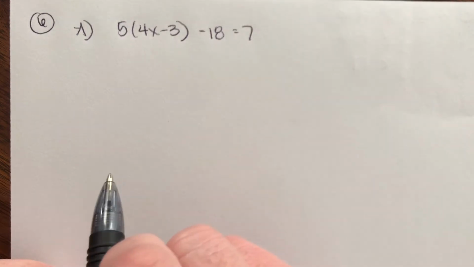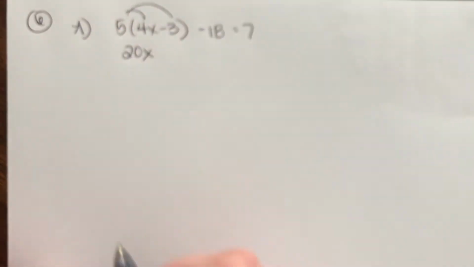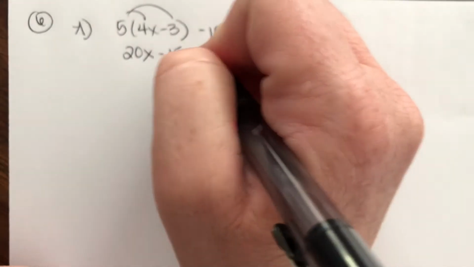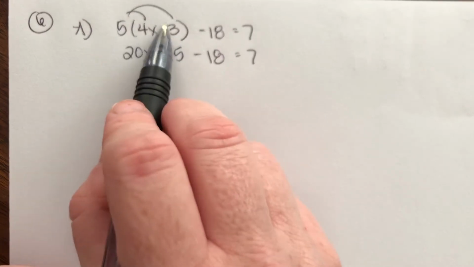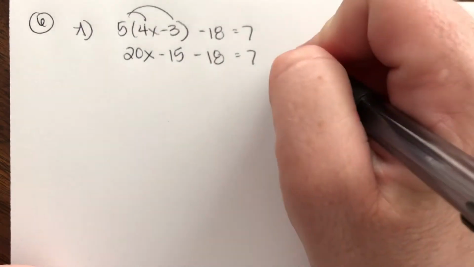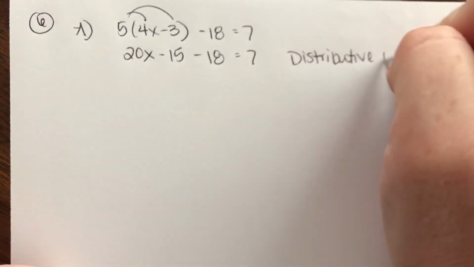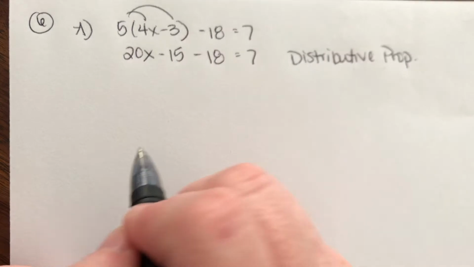So the very first thing I need to do is distribute this 5, right? This is going to go here and here. So 5 times 4x is 20x. 5 times -3 is -15. And then I still have that minus 18 equals 7. So what did I just do here to get from here to here? I used the distributive property. And I'm going to abbreviate. Distributive property.